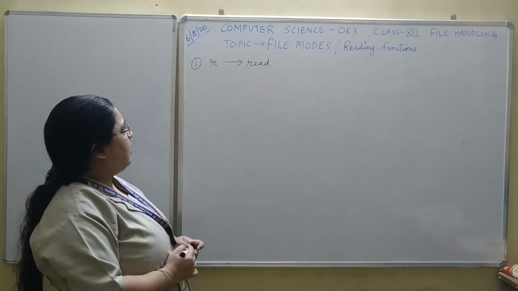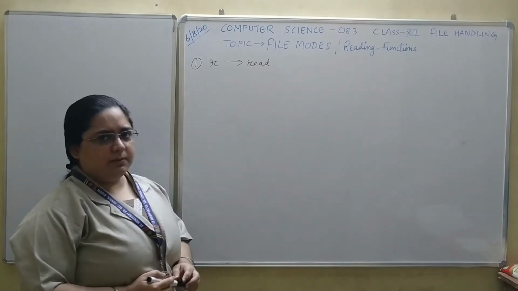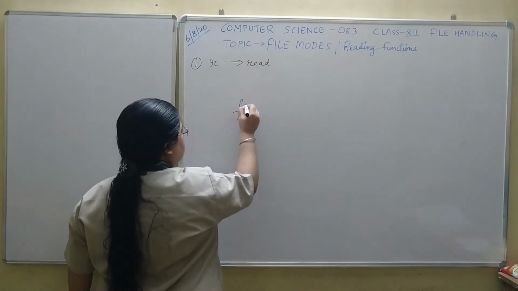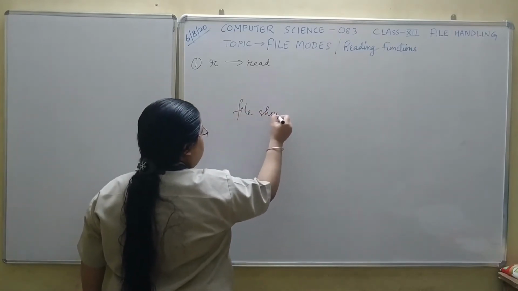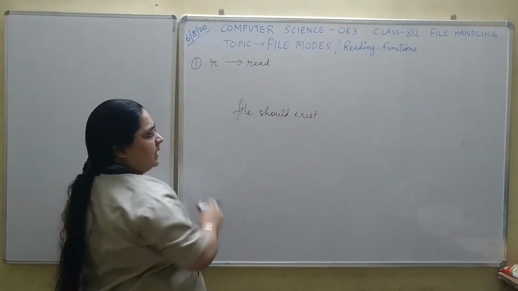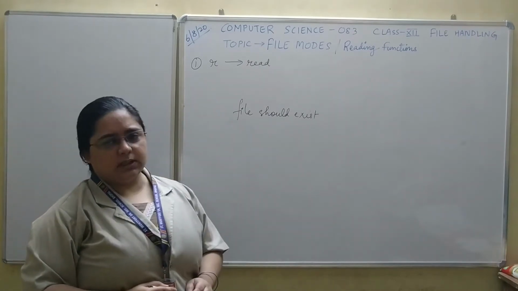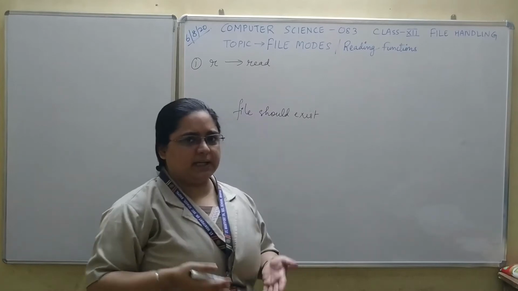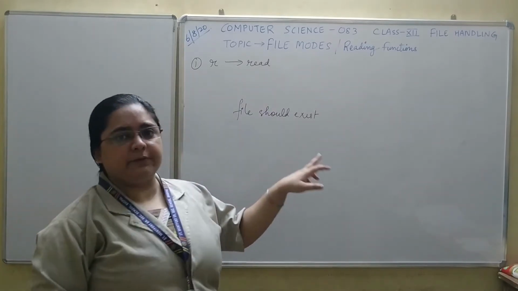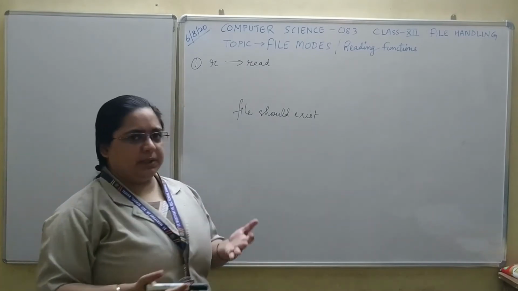So now R or read, this file mode basically works when your file exists on the computer. The file should exist. This is the precondition of this file mode, that is your file should exist on the hard disk. Until and unless the file is there on the hard disk, this file mode will not work, it will fail miserably.